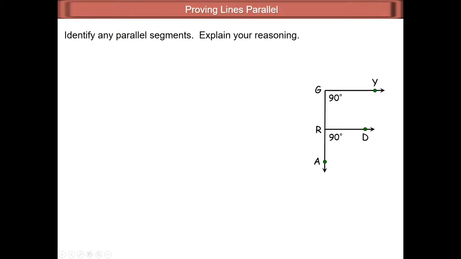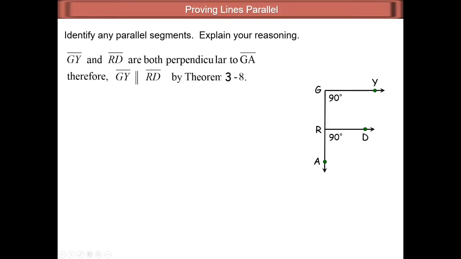And since these are both 90 degrees, we know that segment GY is perpendicular to segment GA, and we know that segment DR is perpendicular to segment GA. And that is important because since they are both perpendicular, segment GY is parallel to segment RD by theorem 3-8, or the perpendicular transversal converse.